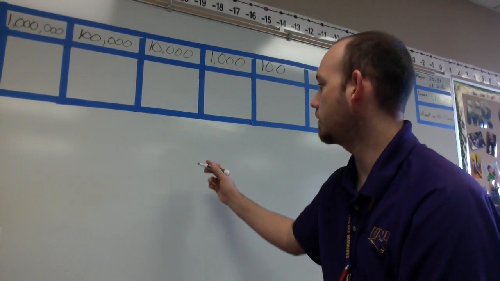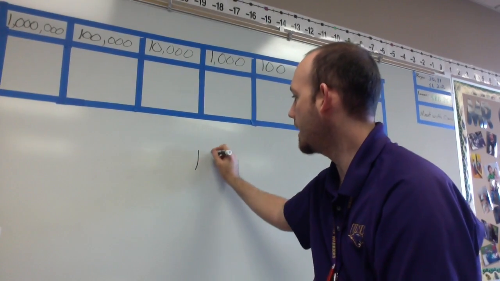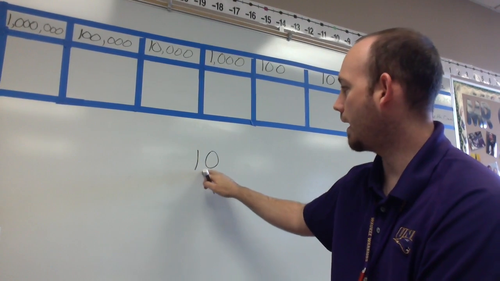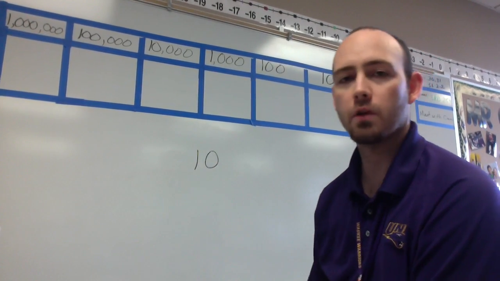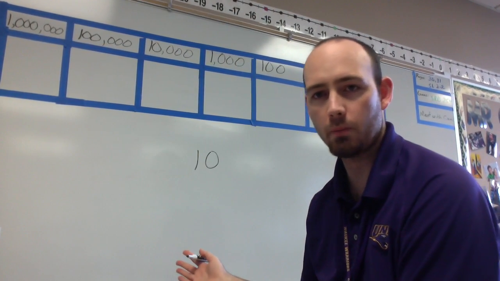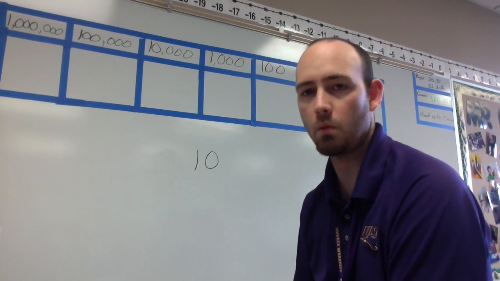If we look at that last whole number, we have a 10. Notice that 10 is actually made up of 1 and 0. How much each of those digits are worth is going to depend on where they fall in that number. We'll talk about that a little bit more.